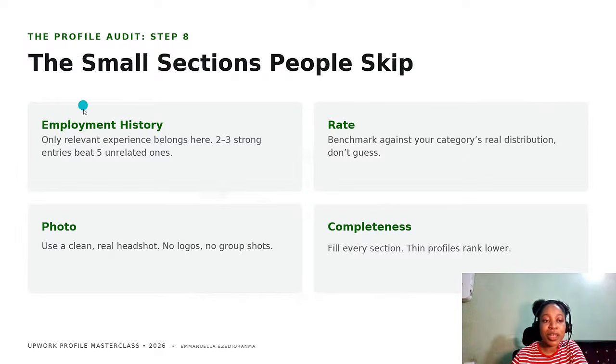So the employment history part is very important. Only relevant experience belongs here. Remember, I'm trying to rank for project manager. I cannot leave out anything concerning project management, business operations, business management, and then go there and start putting something about graphic designing, that I've worked at some place as a graphic designer. It does not add anything. In fact, you are even confusing Upwork AI more. So it has to be something that is relevant to whatever you are trying to rank for.